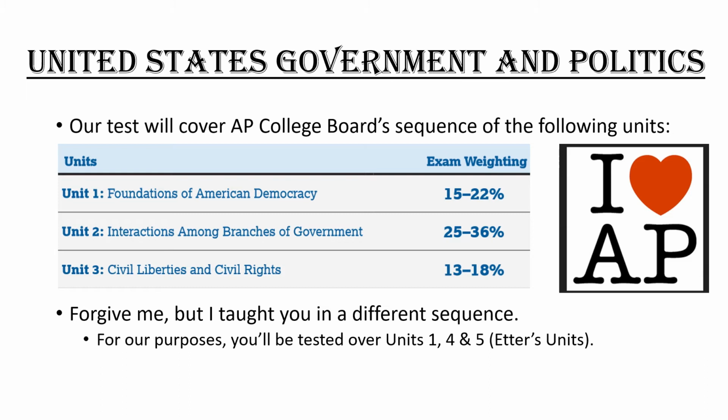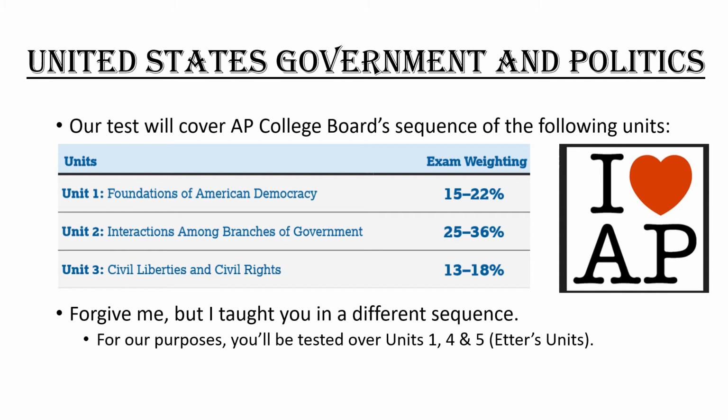So based on AP College Board's unit sequence, we are going to be testing over unit 1, 2, and 3. And I've placed up here the weighting of what these units would have been on the exam in the old format. So who knows what it's going to be in this format, but this just shows you Unit 1, Foundations of American Democracy. That was the Constitution and Federalism. Unit 2, Interactions among the Branches of Government, Legislative, Executive, Judicial, and the Bureaucracy. And 3, Civil Rights and Liberties.